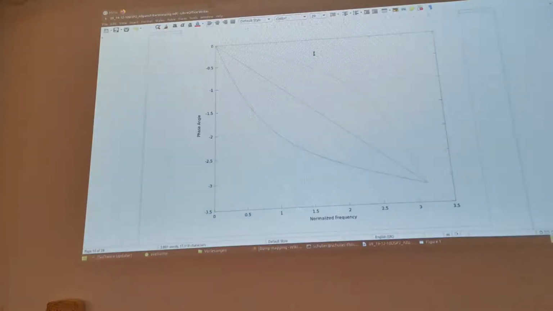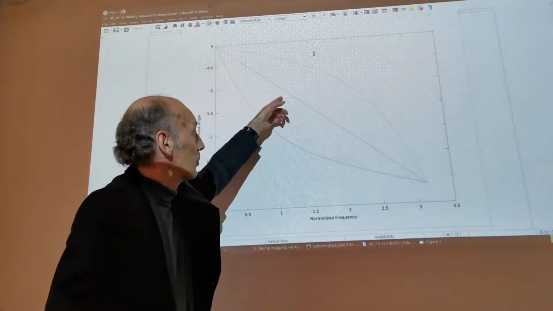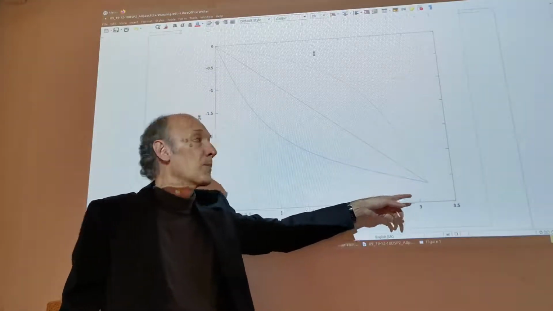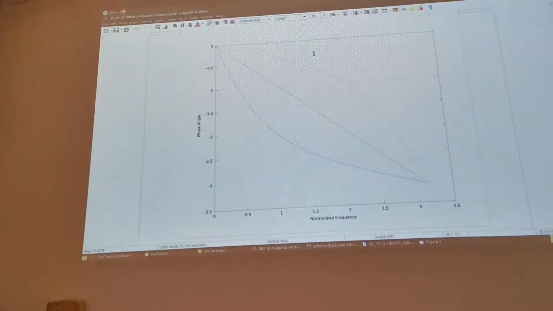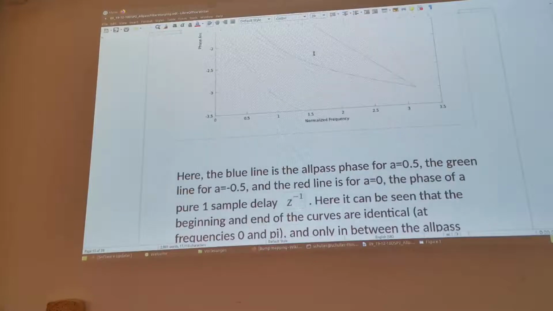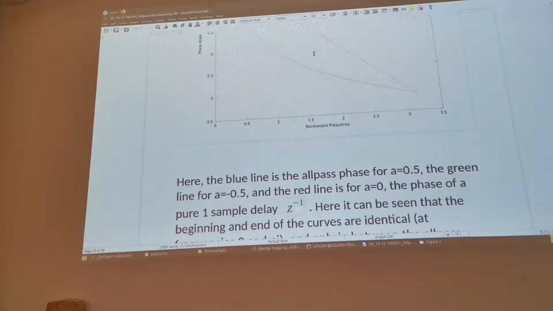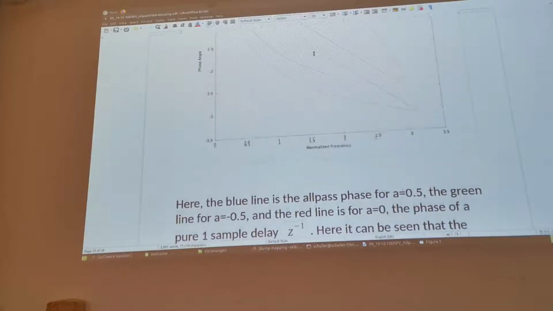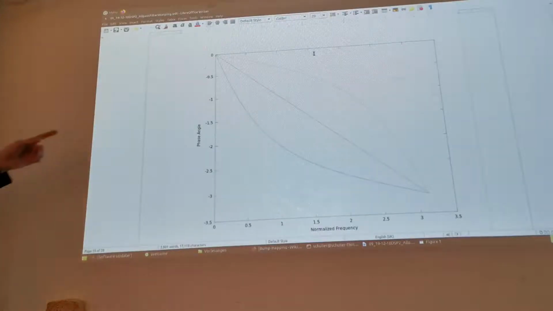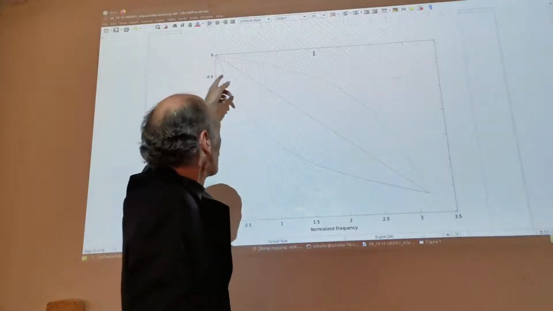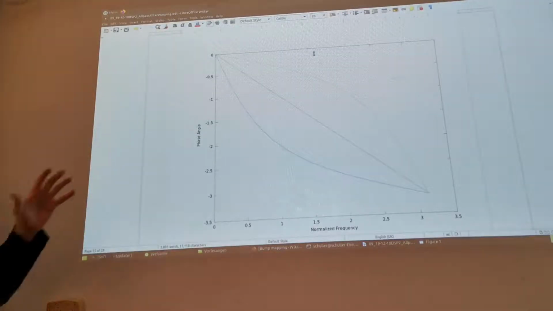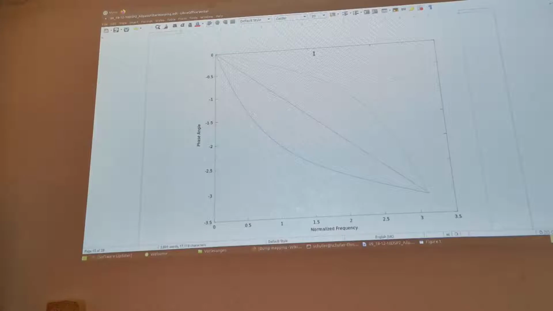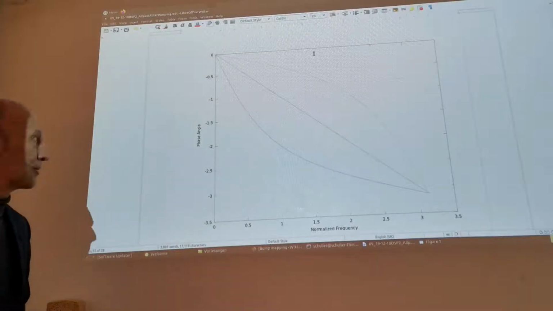Yeah, so here you can see the effect for different A's. So the red line corresponds to a delay of one sample. And then you have the blue and the green, and one is 0.5 and one is minus 0.5. I forgot which is which. So here the blue is for A equals 0.5 and the green is for A equals minus 0.5. And here you can also now see the nonlinearity of the phase. Right. So this is actually much more nonlinear phase than in our previous fractional delay IIR filter.